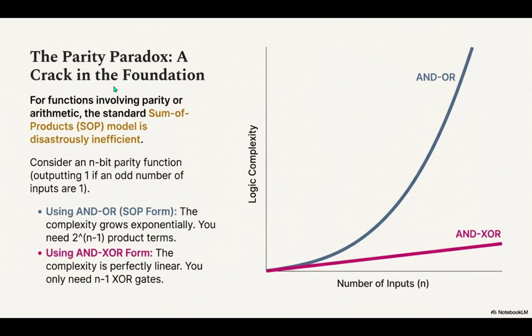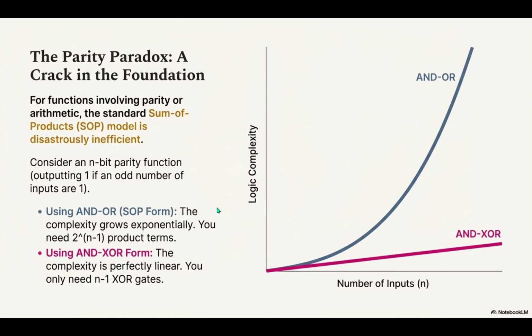It's a fantastic example. Imagine you need a simple n-bit parity function. So the output is 1 only if an odd number of the inputs are also 1. If you try to build this using the standard SOP, the AND-OR method, the complexity just grows exponentially. A 10-input parity function would require 2 to the power of 9. So 512. 512 separate product terms. It's a massive circuit blowup. But if you use the XOR form, the complexity drops straight to linear. For that same 10-input function, you only need 9 XOR gates. 9 versus 512. It's an astronomical difference, especially as the number of variables increases.